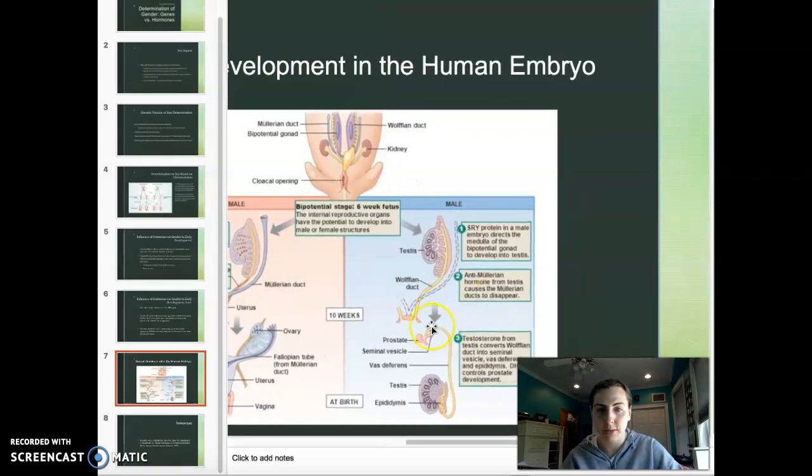The testosterone from the testes converts the Wolffian duct into the seminal vesicle, the vas deferens and the epididymis, and DHT controls the prostate development. As you can see here, the internal male sex organs are produced, and once that person is born, they have all three of the sex organs that I had previously mentioned.